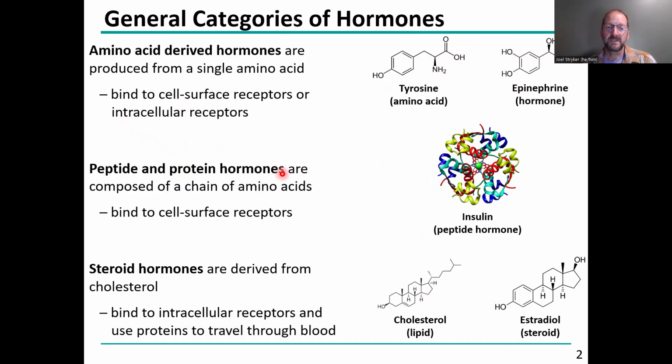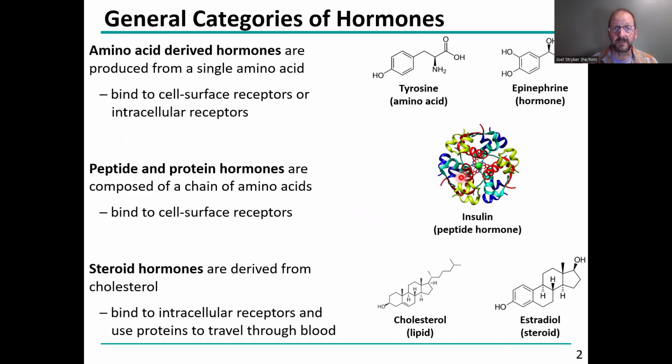Peptide and protein hormones are composed of chains of amino acids. In the case of insulin, I don't remember exactly how long it is. I think it's 80-some, like 81 amino acids. I'm just pulling that number out of my head, but it gives you an idea. It's 81 amino acids in a chain, so it's a polypeptide.